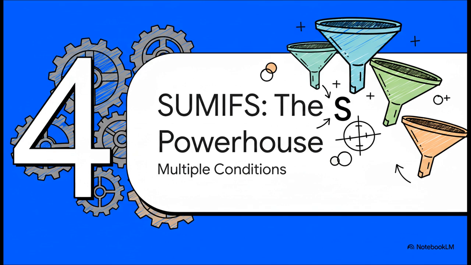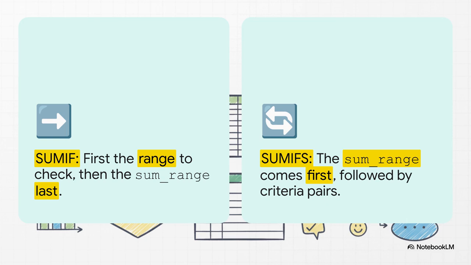That little S on the end, that's your clue that this function can handle a whole bunch of conditions at once. Now listen up, because this is the single most common mistake people make. With SUMIFS, the argument order completely flips. The sum range, the numbers you actually want to add up, that comes first. Then you start listing your pairs of criteria ranges and criteria. Getting this right from the very beginning is going to save you so many headaches down the road.